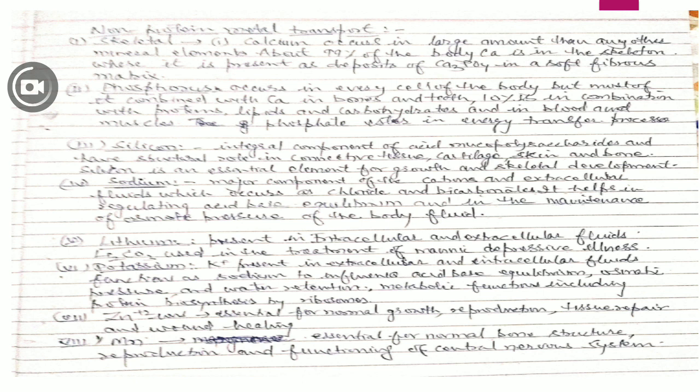Fourth is sodium, a major component of the cations in extracellular fluids, which occurs as chloride and bicarbonate. The sodium ion is present in the form of sodium chloride and sodium bicarbonate. It helps in regulating acid-base equilibrium. The role of this sodium ion is regulating the acid-base equilibrium and the maintenance of osmotic pressure in the body fluids.